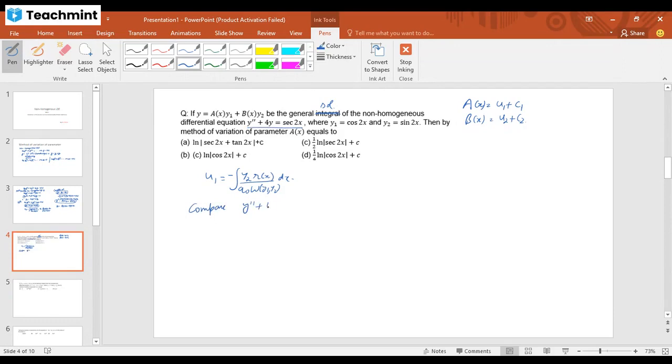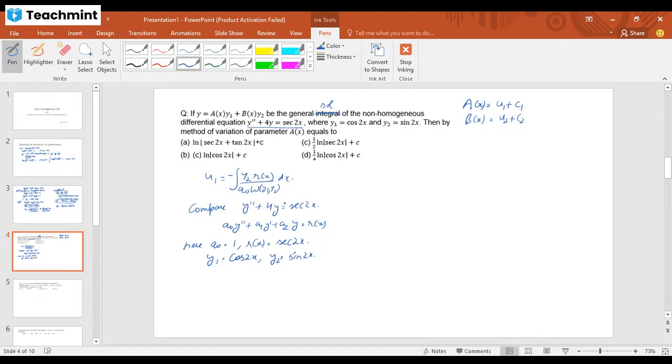y double dash plus 4y equal to secant 2x, with a naught y double dash plus a1 y dash plus a2 y equal to r(x). So here, what is a naught? A naught is given as 1. What is r(x)? r(x) is equal to secant 2x, and y1 is given as cos 2x, and y2 is given as sin 2x.